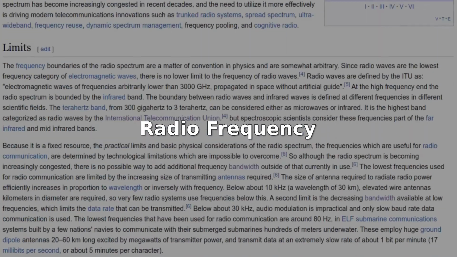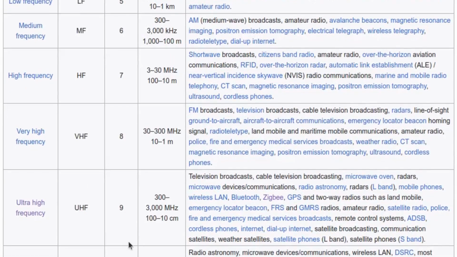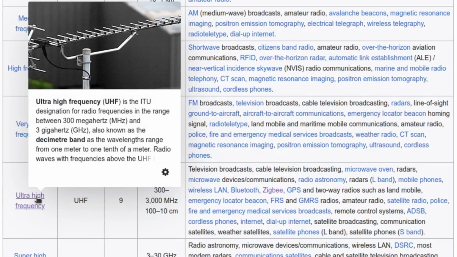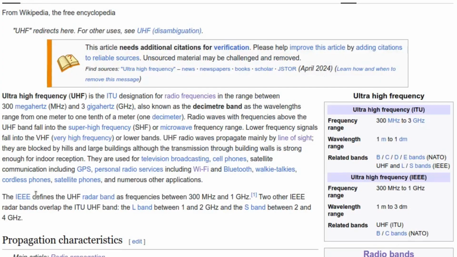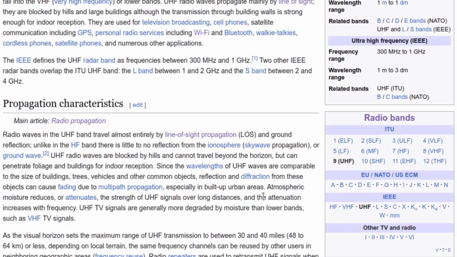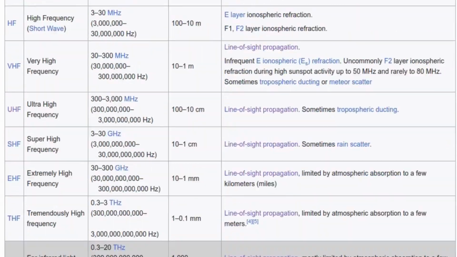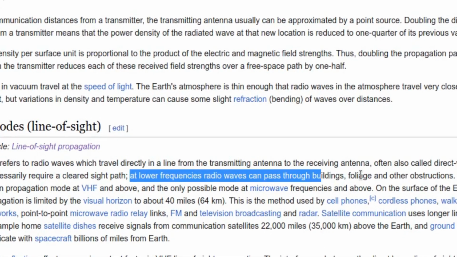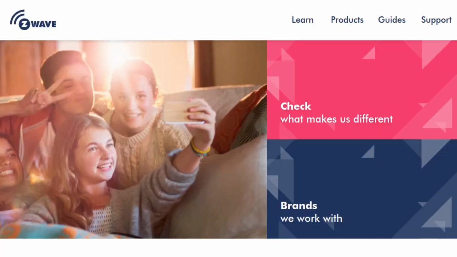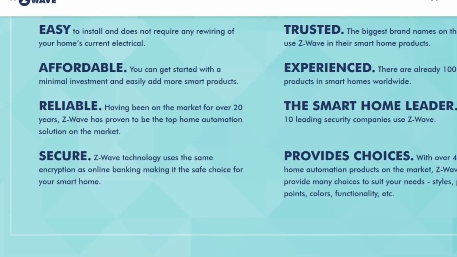Radio frequencies is to home automation communication protocols what interest rates are to mortgages. The better you understand communication frequencies, the more your technology choices will be educated. In a nutshell, the lower the frequency, the farther the communication can travel and pass through obstacles like walls. Z-Wave operates in the 900 MHz band, while Thread operates in the 2.4 GHz band. As a result, Z-Wave has a wider coverage than Thread.